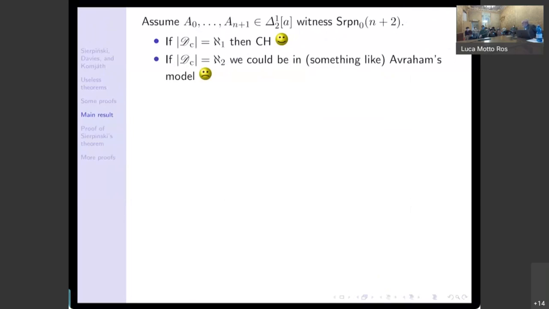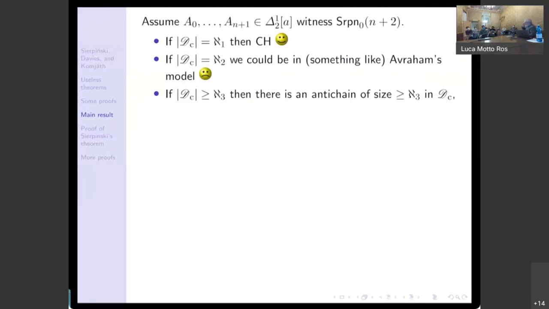So if the constructible degrees are aleph 2, well, I don't know, but I'm in the situation that we could be in something like Abraham's model. And I don't have a way to construct the pictures that are not blocks. This is the best case. This is the case that causes me to write out the proof.